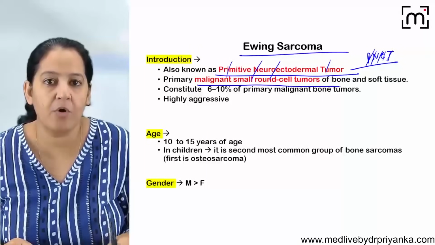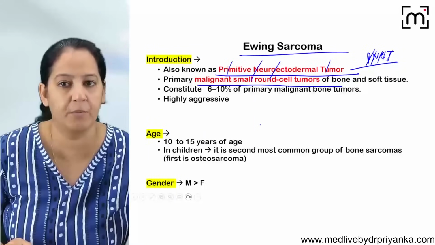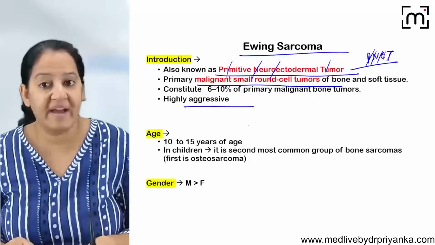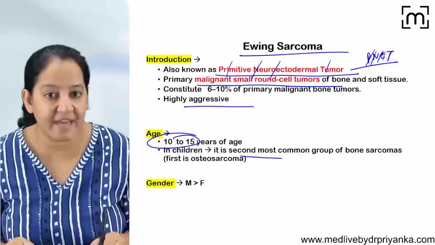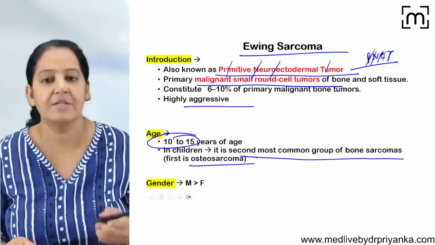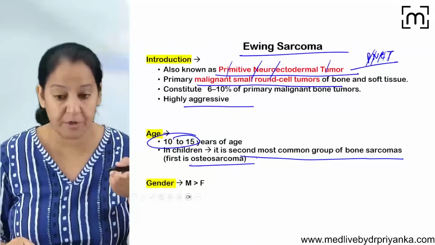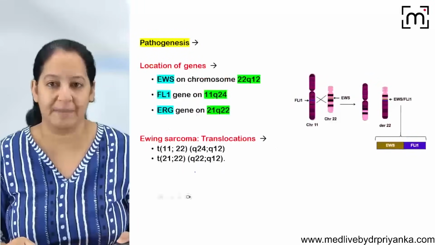These are the malignant small round cell tumor. It's a primitive malignant small round cell tumor of the bone and the soft tissue. And it is very aggressive tumor. It occurs in children 10 to 15 years of age. In children, it is the second most common group of bone sarcoma after osteosarcoma. So after osteosarcoma, the second most common bone tumor is Ewing sarcoma. Again, it is more common in male as compared to female.